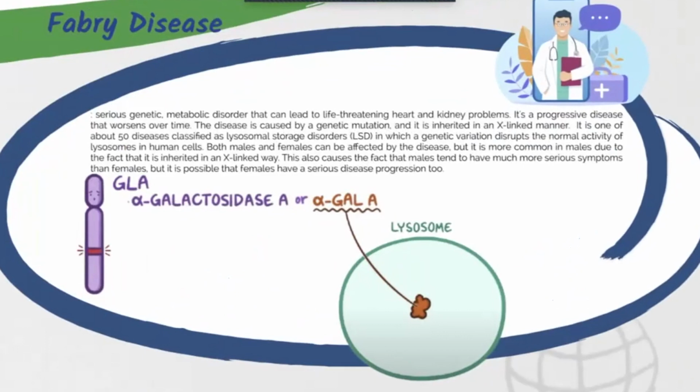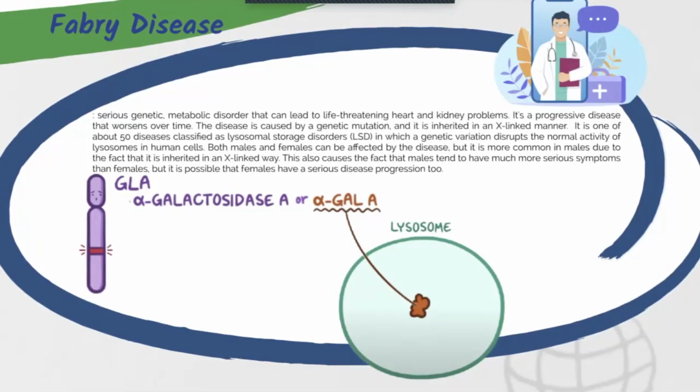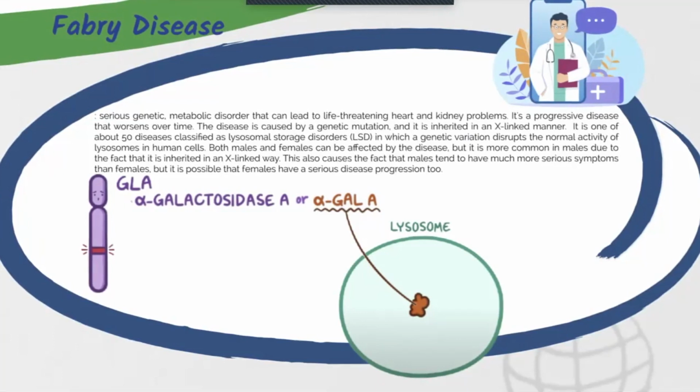Yeah, so Jelle has a serious genetic metabolic disorder that can lead to life-threatening heart and kidney problems. It's a progressive disease that worsens over time. The disease is caused by a genetic mutation and it's inherited in an X-linked manner. It's one of about 50 diseases classified as a lysosomal storage disorder, LSD, in which the genetic variation disrupts the normal activity of the lysosomes in a human cell. Both males and females can be affected by the disease, but it's more common in males due to the fact that it's inherited in an X-linked way. This also causes males to tend to have much more serious symptoms than females, but it's possible that females have a serious disease progression too.